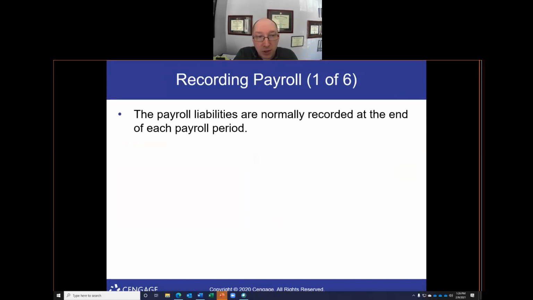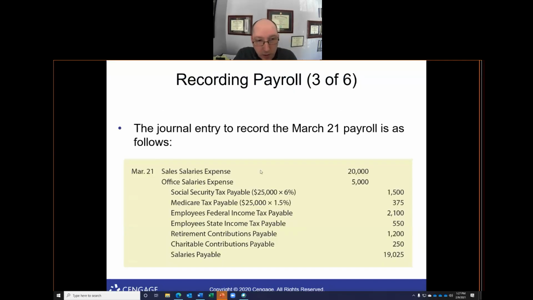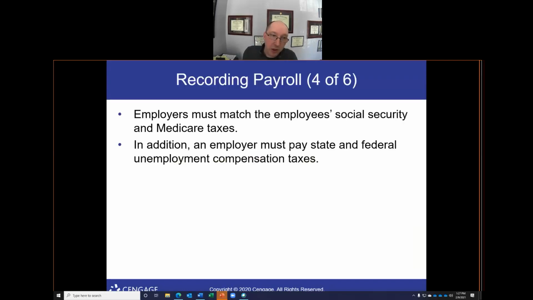Recording payroll is typically done with a special journal entry at the end of each accounting period. You debit your payroll expenses and you credit your payroll liabilities. So here's what that looks like. You debit your payroll expenses, which are your salaries and so on, and then you credit all of your liabilities, your taxes payable, your salaries payable, and so forth. And that's what that journal entry looks like. It's nice and long. Special journal entry.